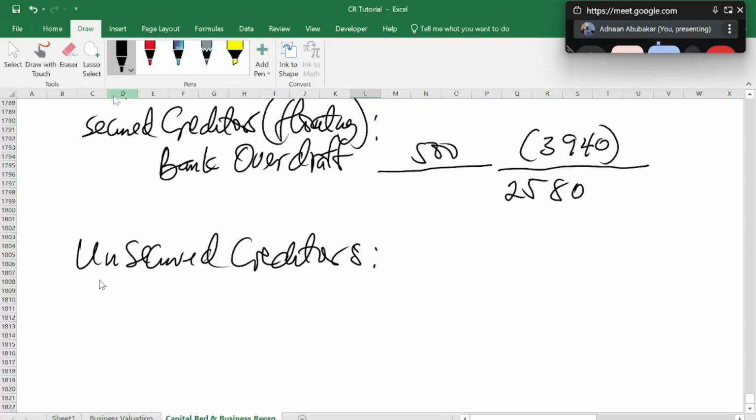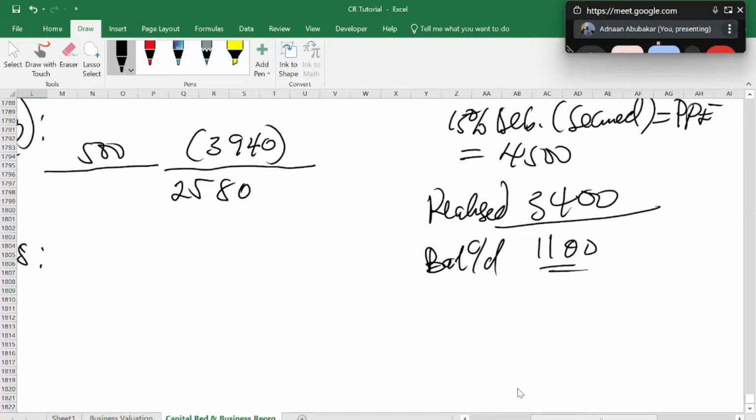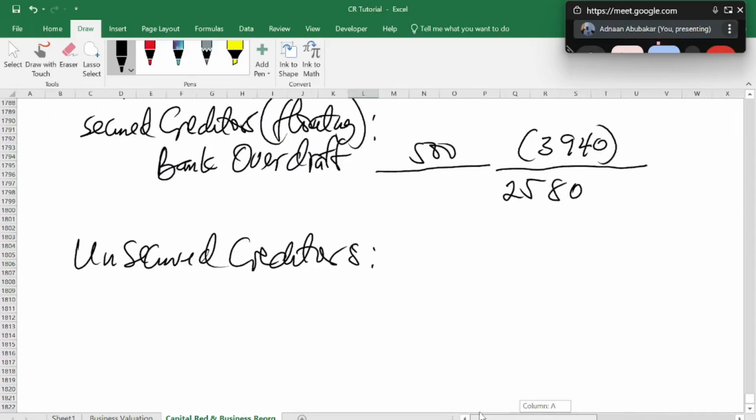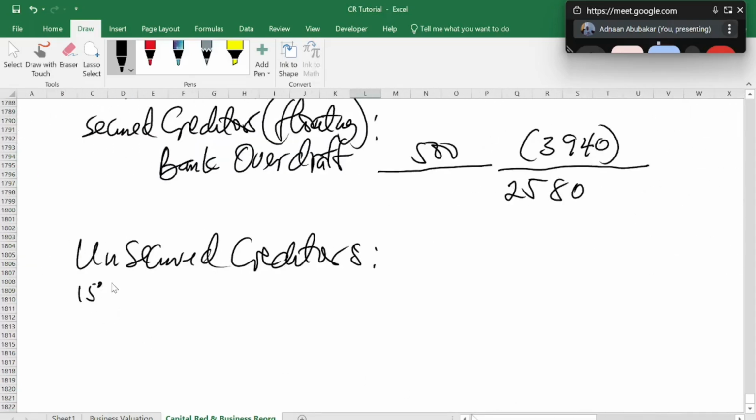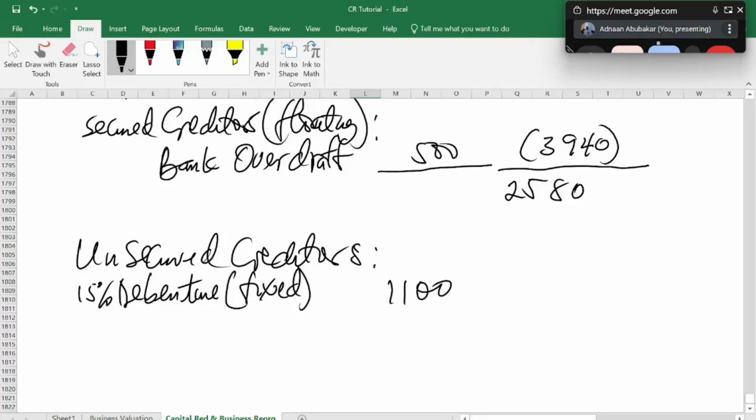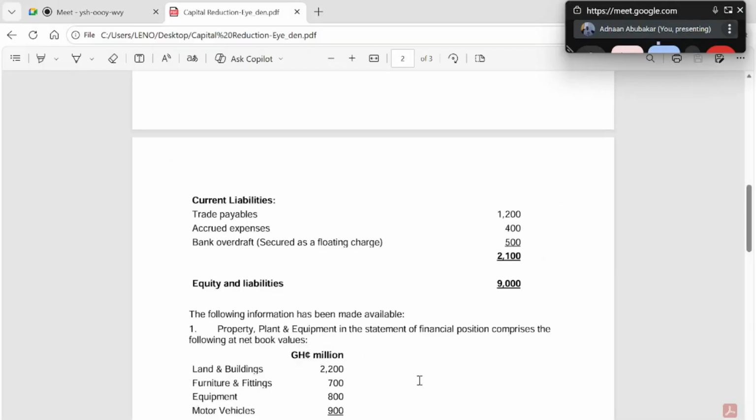And remember, that is where I told you that for the unsecured creditors, you consider the balance that you didn't pay from the fixed charge. You remember? Yes, I was saying that this money, the 1,100. So you will bring your 15% debenture, which was fixed on an asset or PPE, 1,100, and which goes to liability. Current liability. What can you see over there?